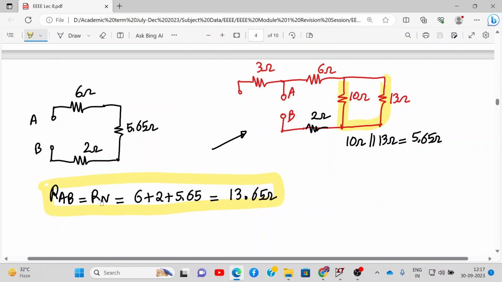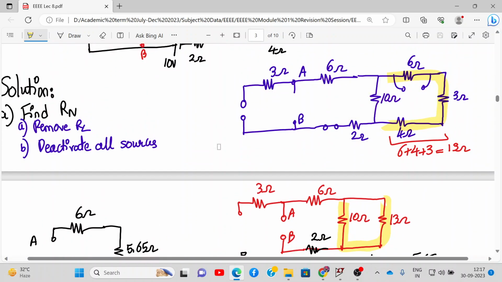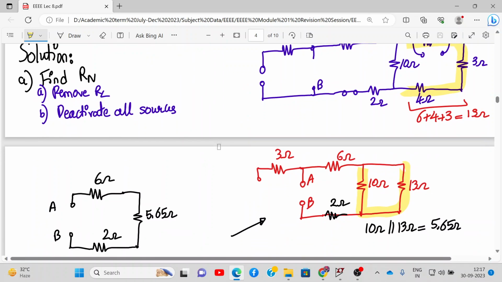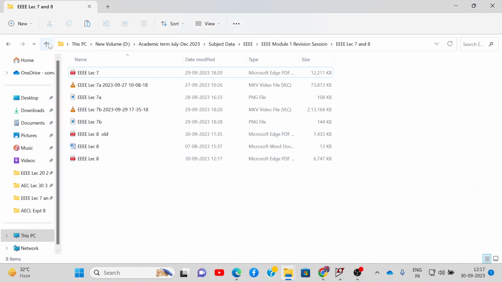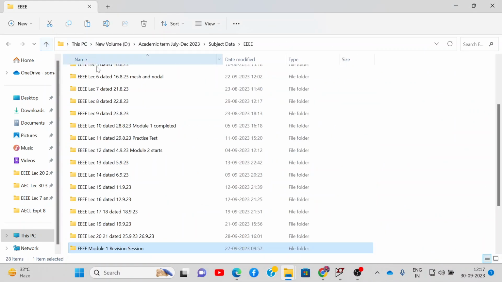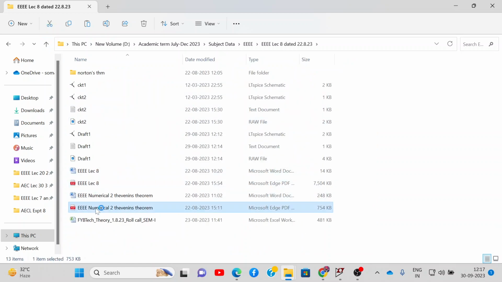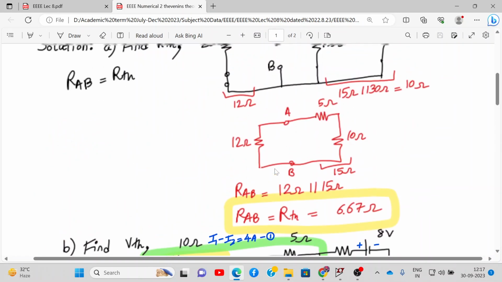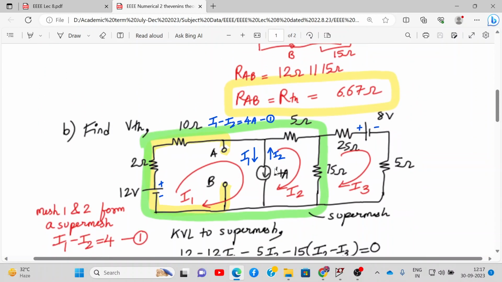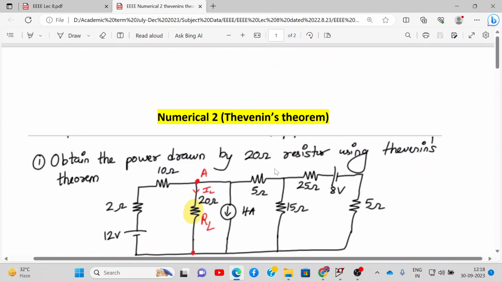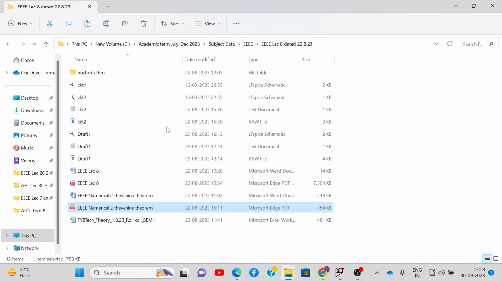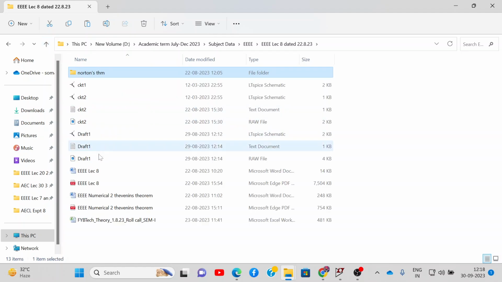Now for the measurement of IN, we need to calculate short circuit current. I have already done that in a numerical. So let me show it to you. This is that numerical. I'll show how to measure the value. Okay, this is Thevenin's theorem. Let me see if I have done Norton's theorem. Numerical number 8.